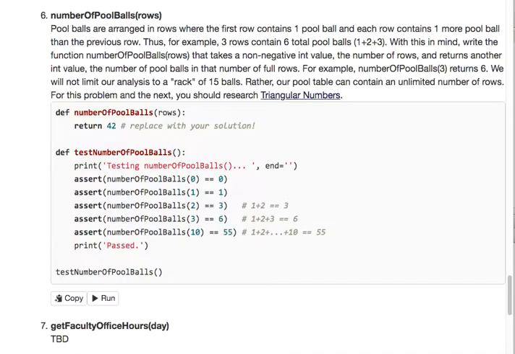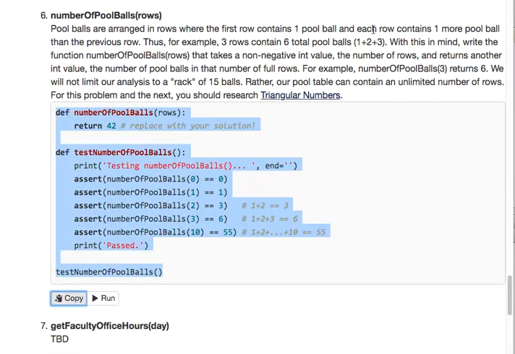And what we realize is that it's just the sum from 1 to that number of rows. The sum 1 plus 2 plus 3. If we happen to have 10 rows, that would be 1 plus 2 plus 3 all the way out to plus 10. And so given a number of rows, like 3 rows, we want to return the number of pool balls in that many rows. These are also, by the way, known as triangular numbers.